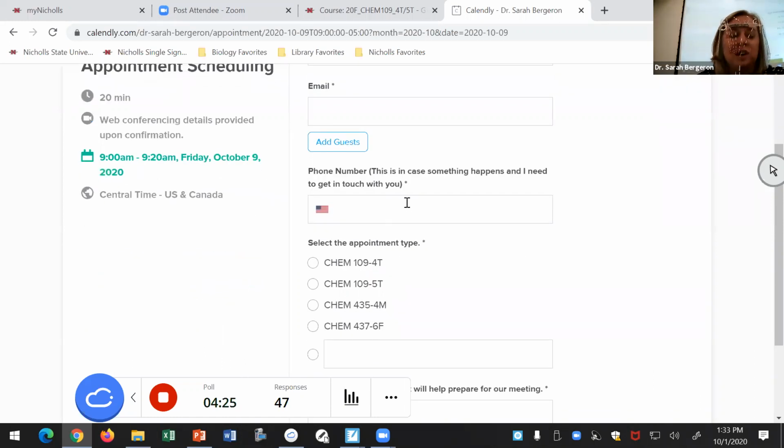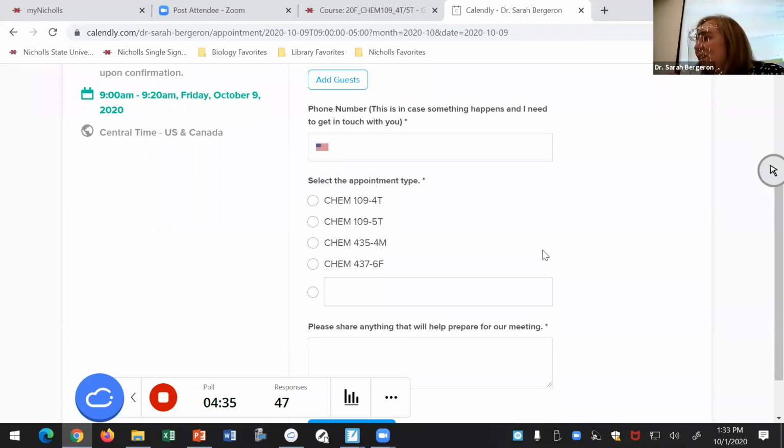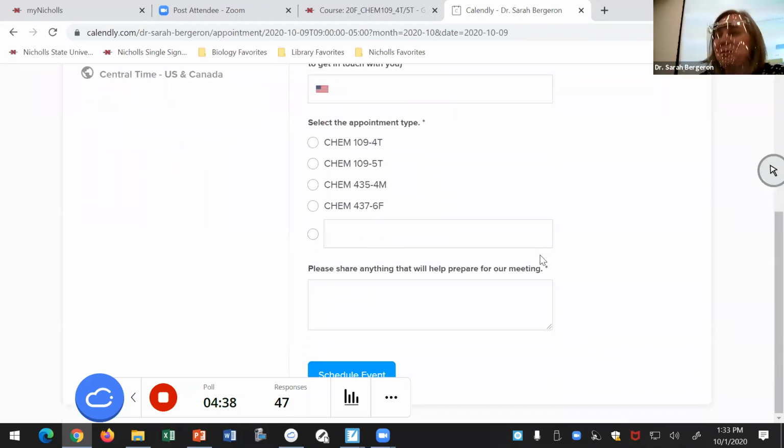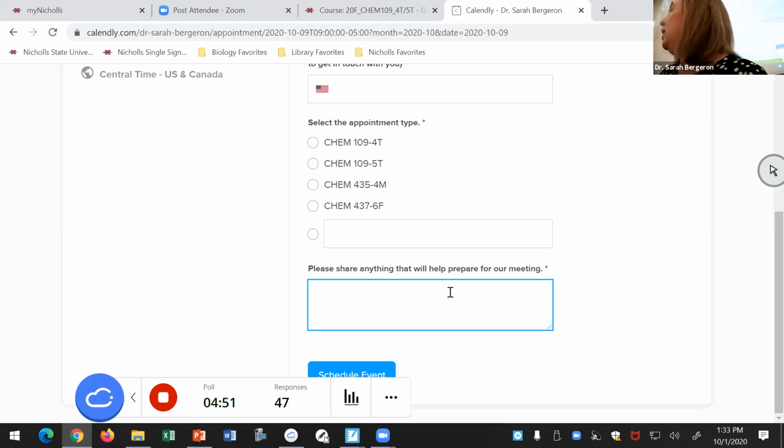And then when you do book it, give me your phone number in case something happens and I need to get in touch and say, can we wait 5 minutes or even whatever it is. Sometimes we have technology issues, but it's just a way for me to get in touch with you. You tell me what section and you tell me what you need help with. So don't just say the homework. Say, I'm having trouble typing in the structures for items like 17 and 18 on homework 5. Right? Give me the most information you can here so I can be as ready to go to help you as possible.